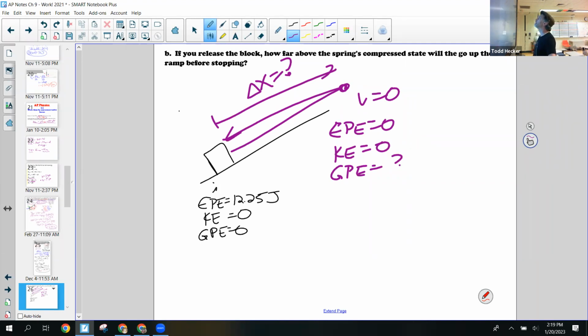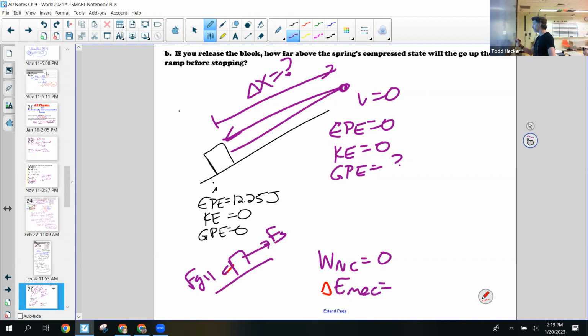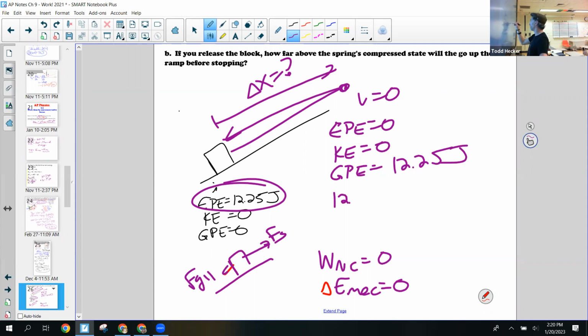Well, let's see. So once we let it go, the only forces are going to be the force of the spring and FG parallel, right? Which means there aren't any non-conservative forces. So the work done by non-conservative forces is 0. That means my change in mechanical energy is 0. Oh, so if the total energy here is 12.25, that means the total energy over here has to be 12.25 joules. So now I can find my height. So I'm going to go 12.25 equals 4 times 9.8 times height.